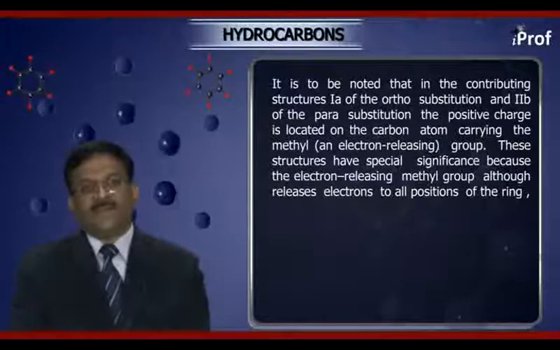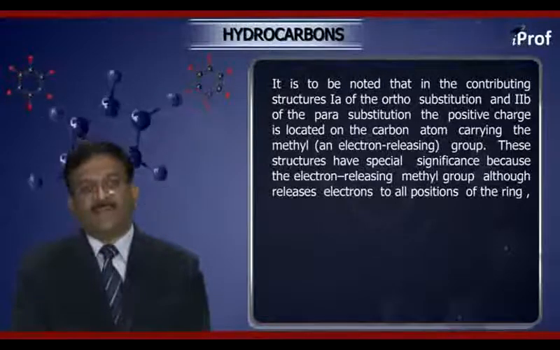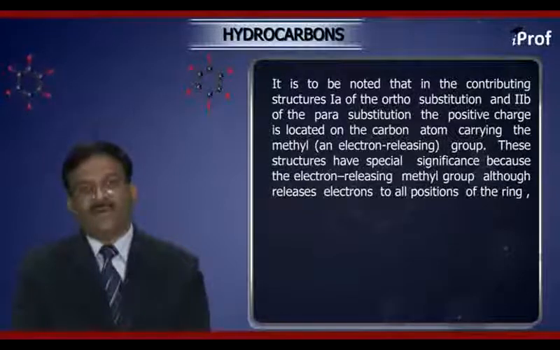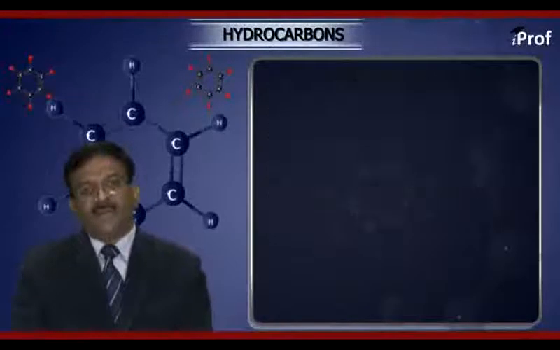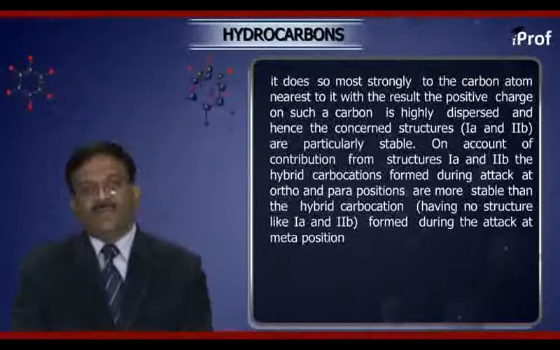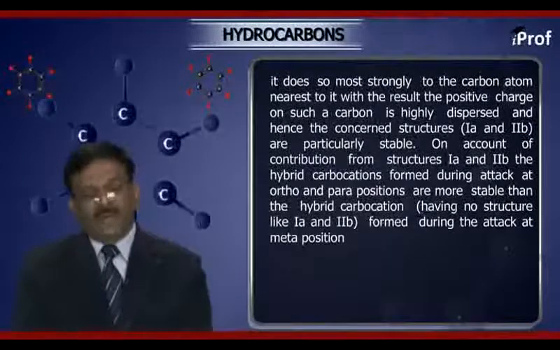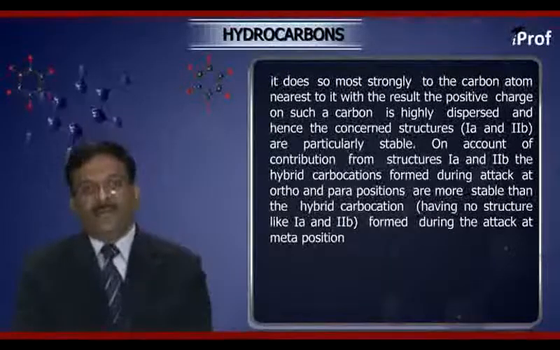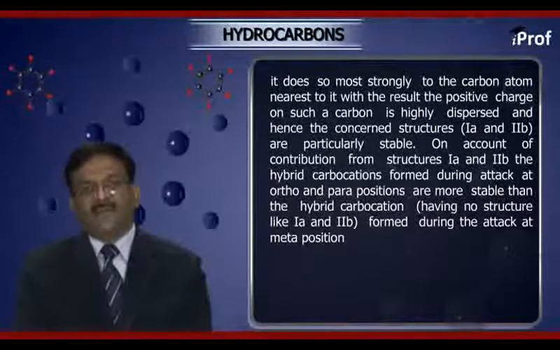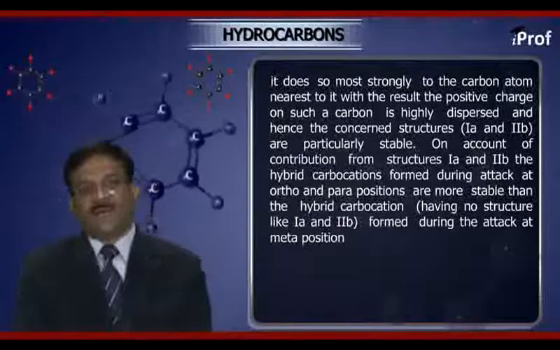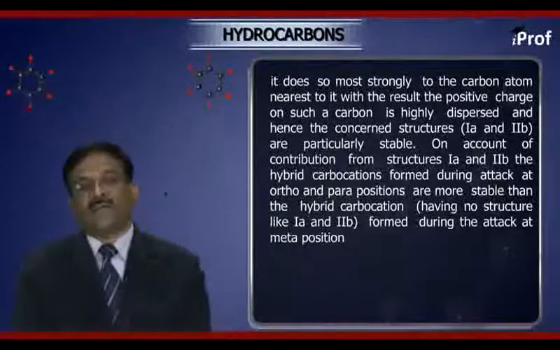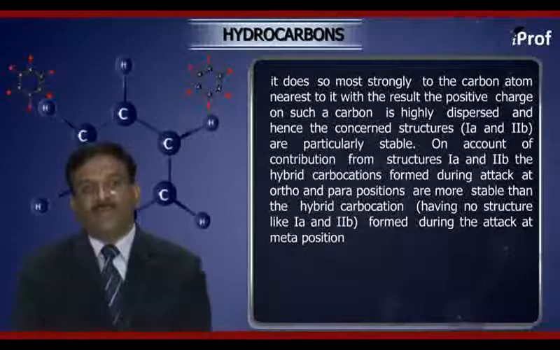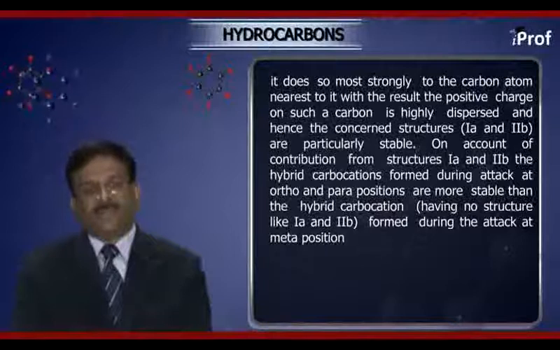These structures have special significance because the electron releasing methyl group, although it releases electrons to all positions of the ring, does so more strongly to the carbon atom nearest to it. With the result, the positive charge on such a carbon is highly dispersed and hence the concerned structures 1A and 2B are particularly stable.